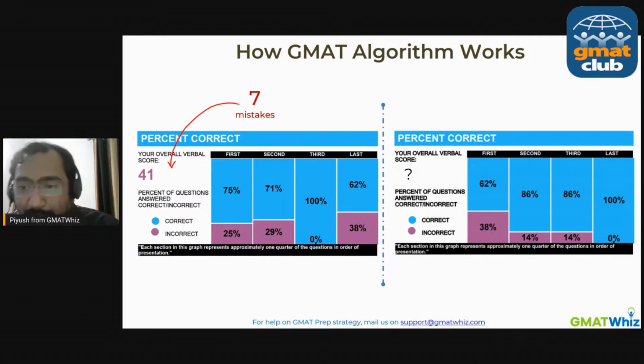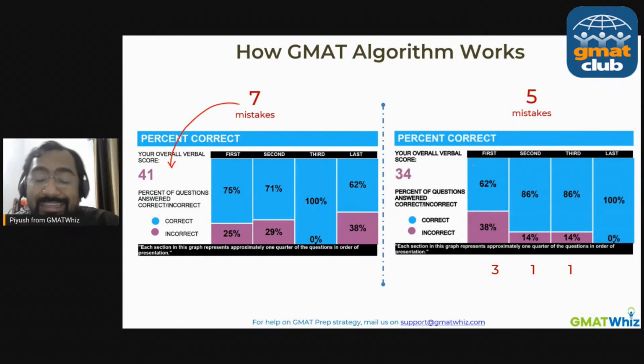Now let's look at another score report over here. This student, on the other hand, has made a total of only 5 mistakes. Generally, I ask people to guess the verbal score of this student. But most people will think, if GMAT worked like any other test with linear scoring, as in you get more questions right, you have higher accuracy, you get higher scores, then you would expect this student to perform better than the first one, with a score higher than 41. But just to give you an idea, guys, this student actually scored just a verbal 34. That's 7 points less than me, even after having better accuracy. That's how different the GMAT algorithm is.